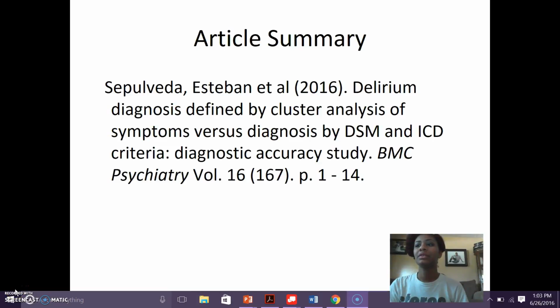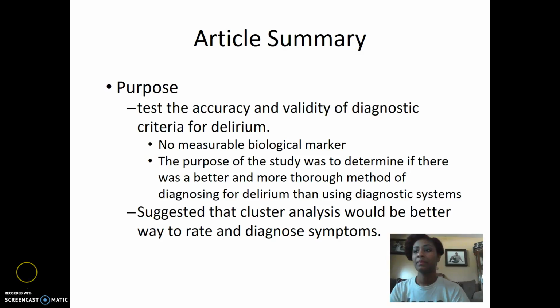The delirium article I chose was titled Delirium Diagnosis Defined by Cluster Analysis of Symptoms versus Diagnosis by DSM and ICD Criteria, Diagnostic Accuracy, and it was a study conducted by Esteban Sepulveda et al., which was published in 2016. The article set out to test the accuracy and validity of diagnostic criteria for delirium.